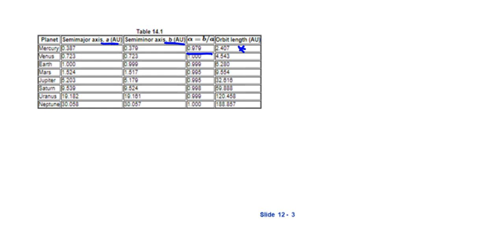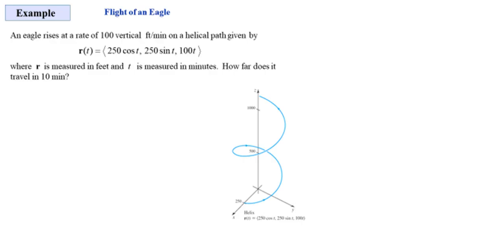Okay, now let's look at one more example. I've got a vector valued function that's given me the path of an eagle. Okay, it says it's rising at the rate of 100 vertical feet per minute on this elliptical path. It creates a helix. I want to find the arc length.